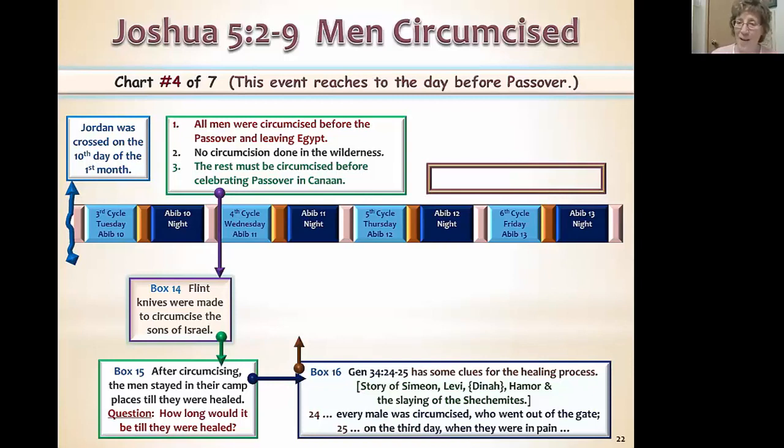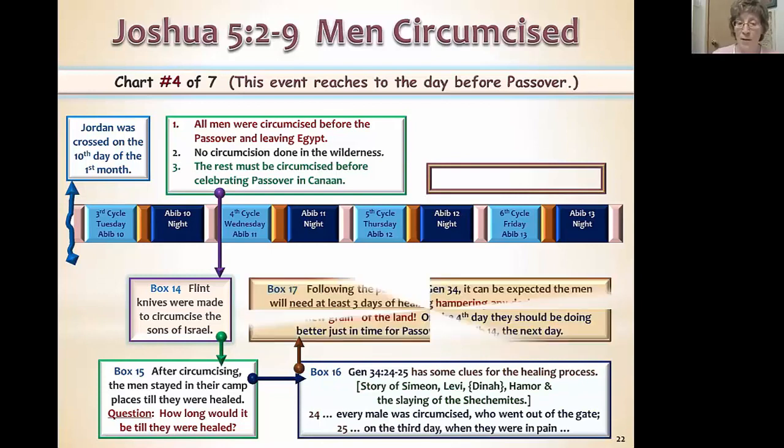And then on the third day, look what it says. Every male was circumcised. Simeon and Levi did this. It says every male was circumcised who went out of the gate, and on the third day when they were in pain, guess what happened? Guess what Simeon and Levi did? They went and slew all the Shechemites. So they put an end to that. They said, nobody's going to defile our sister. So we know that in 3 days they were still not doing too good there in Genesis 34.